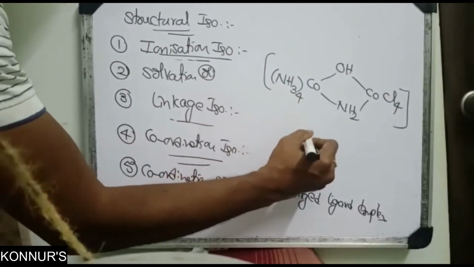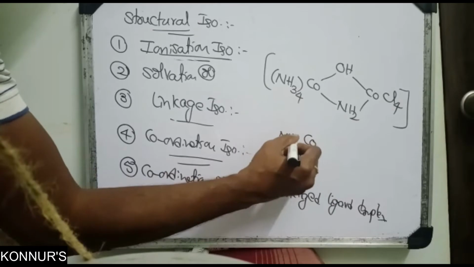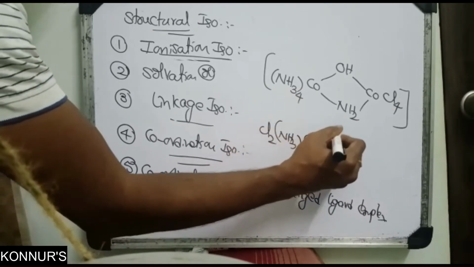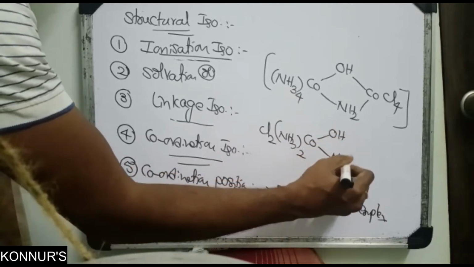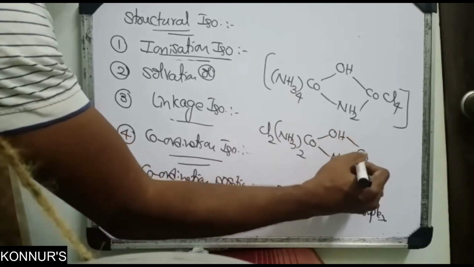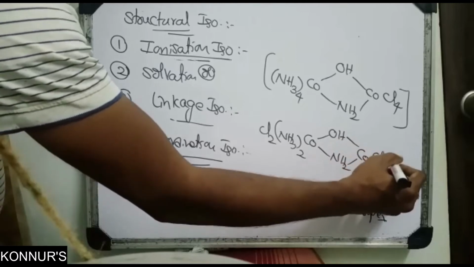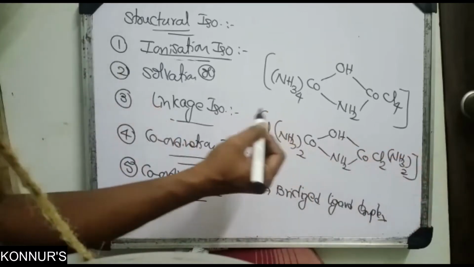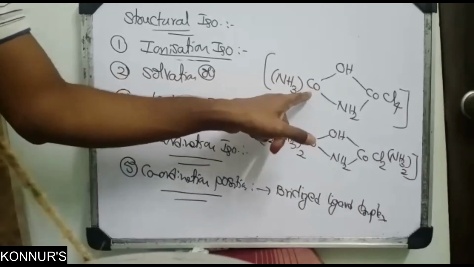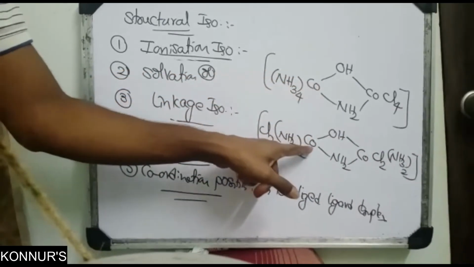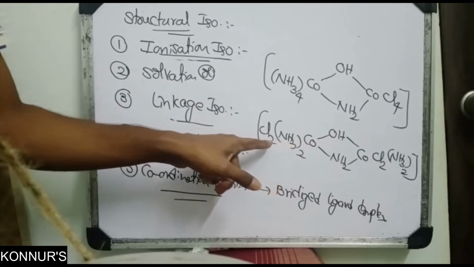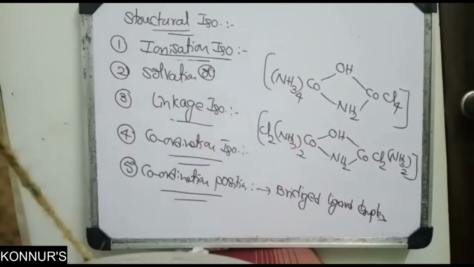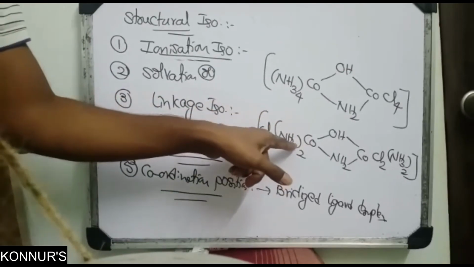Next here I am taking CO(NH3) taken twice, Cl2. Next OH, NH2. Next Cl2, NH3 taken twice. See, cobalt is surrounded with 4 ammonia. Here, cobalt is surrounded with 2 ammonia and 2 chlorine. That means the coordination position is different.